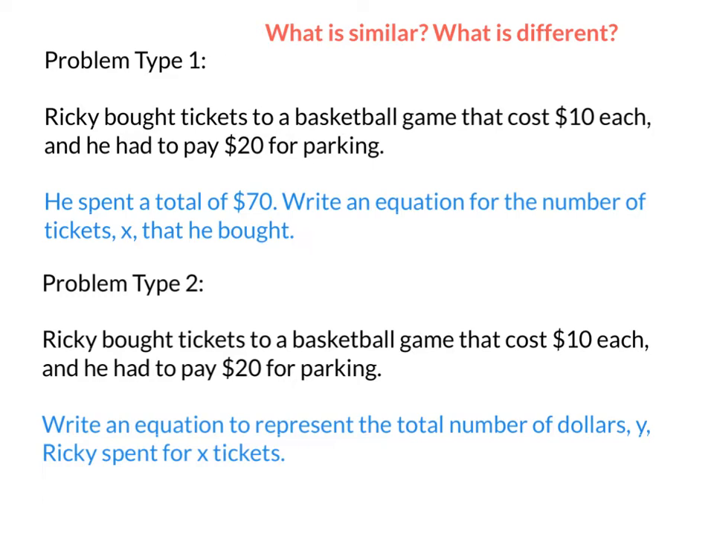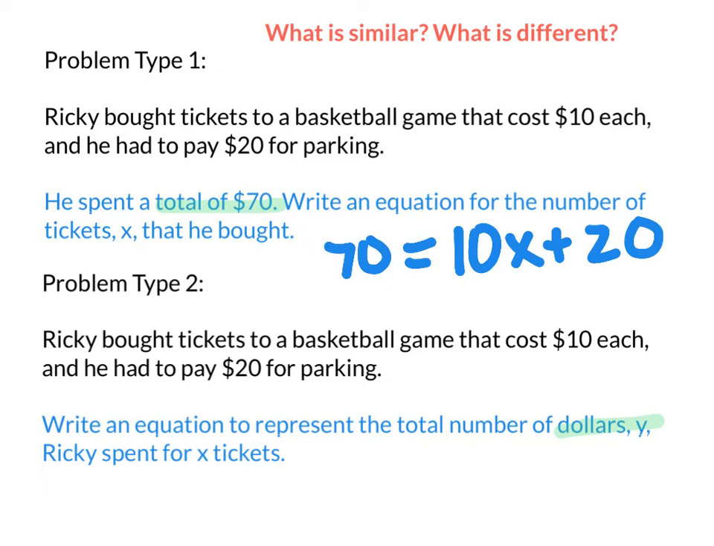What's different is in the first problem, we know the total. We know that he has $70 in total. In the second problem, our total is going to be represented by Y because we don't know what the total is. The other thing that's different is what the equation is asking to find. So in the first one, because we know the total of money, we're trying to find out how many tickets he purchased. So when we wrote our equation of 70 is equal to 10X plus 20, we're solving for X to figure out the number of tickets.